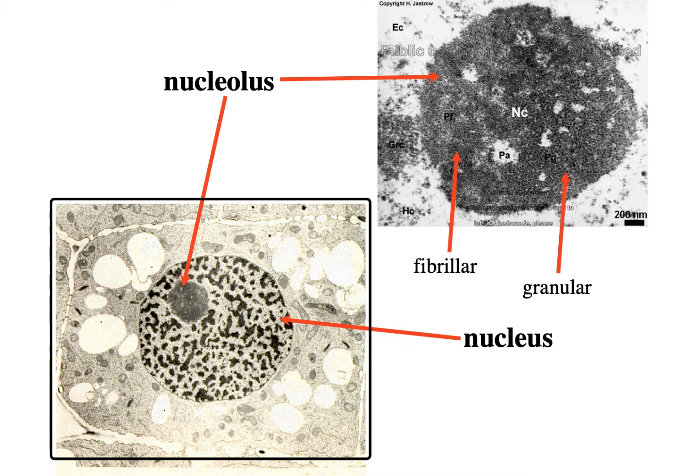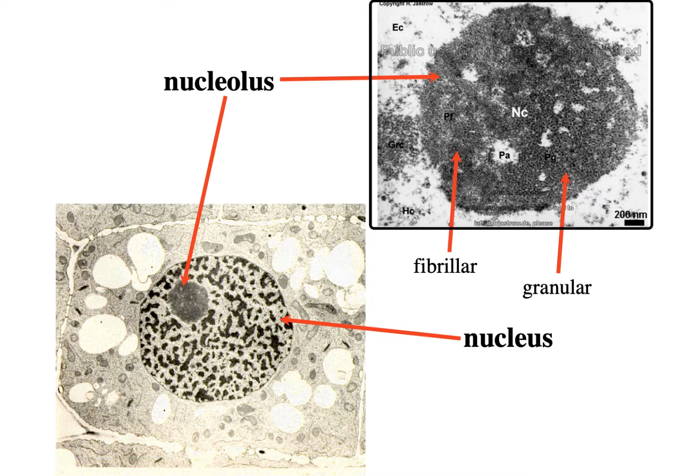And here's a close-up of the nucleolus, which contains a fibrillar region, which is where the RNA is being transcribed, and a granular portion where the ribosomes are being assembled. Both the ribosomal RNA and the ribosomal proteins are being put together into the small and large ribosomal subunits.